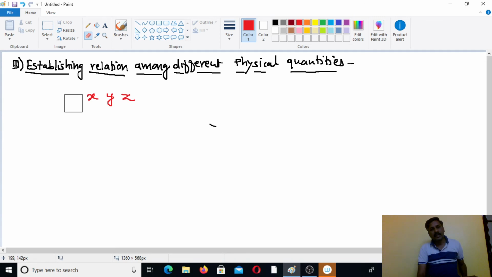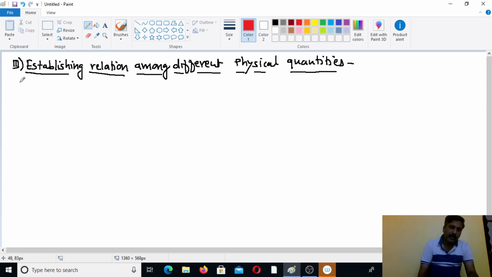So see one example. What is that example that we have to see? This is one very simple example from 9th standard. We see that formula: the time period of a simple pendulum.